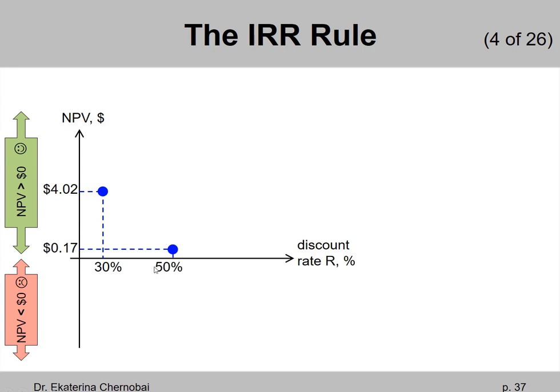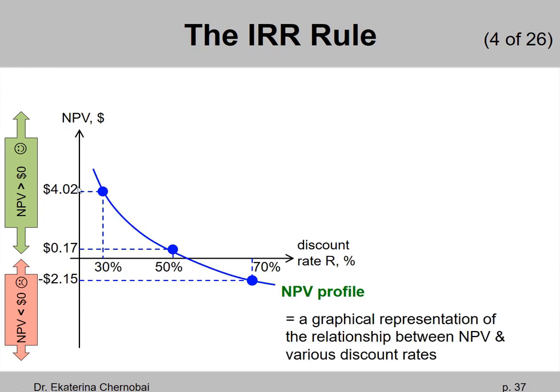Then when we instead picked a higher discount rate, 50%, the net present value dropped, and it's now only 17 cents. So close to 0, right? And then when we tried a randomly picked even higher discount rate, 70%, that's when we saw an even smaller net present value. In fact, it was a negative number, -$2.15. So if we tried a few more discount rates, then we would keep adding more and more points. And all of them could be connected with this downward sloping curve.